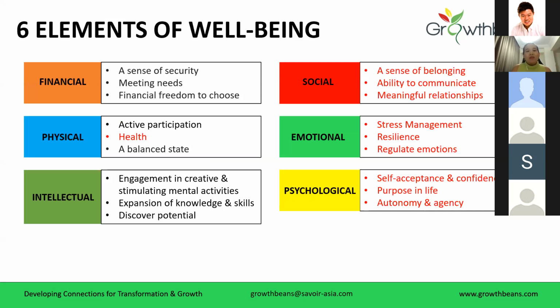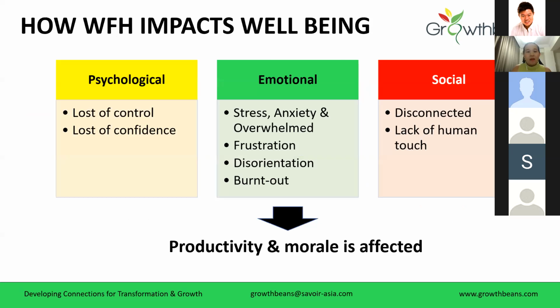So with the 6 elements of well-being, we can see that the social, emotional, and psychological aspects are even more important to look at, because these are the ones that are impacted. Because the different challenges you saw earlier on can link to loss of control, confidence, and different emotions like stress, anxiety, overwhelm, and even boredom, with the disconnectedness and the lack of human touch. So when your well-being is impacted, your productivity and morale will definitely be affected.